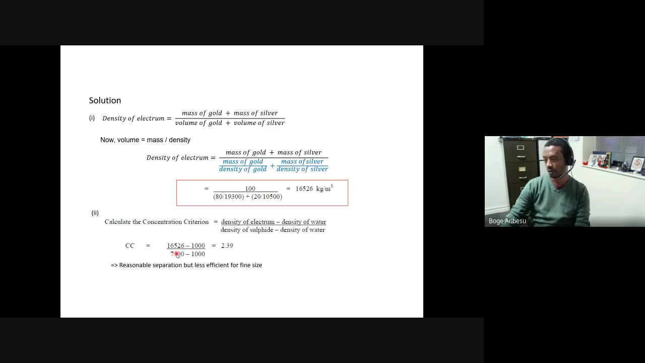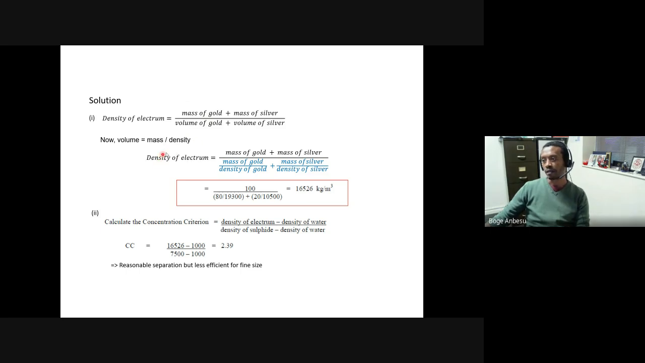Okay, so then we know density is mass by volume. So in this case, for electrum or the 20% silver gold material, you should have the mass of gold and mass of silver divided by the volume of gold and volume of silver. So, okay, if you say this is the sum of the masses and this is the sum of the volumes, that should give you the density. So how do you get the masses?